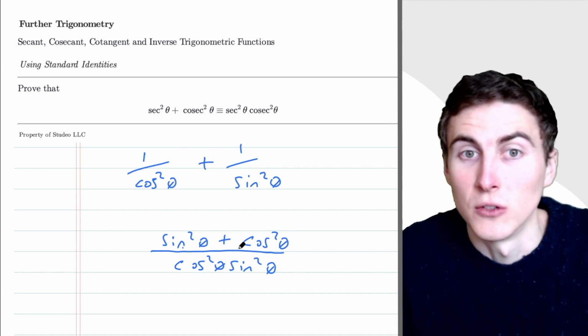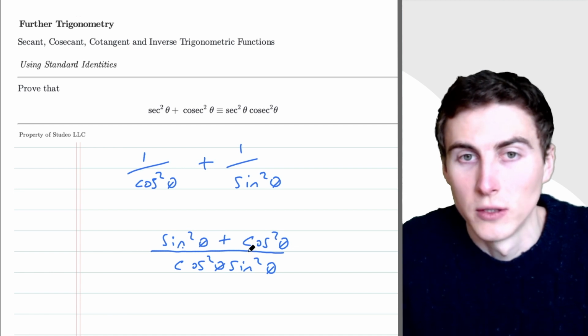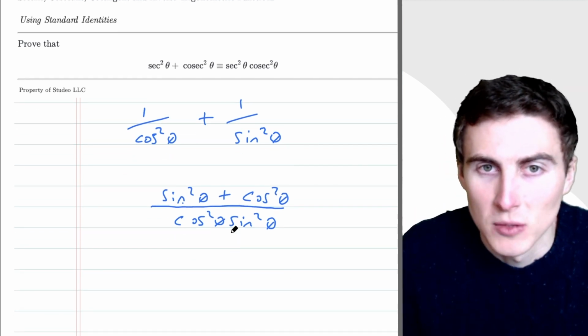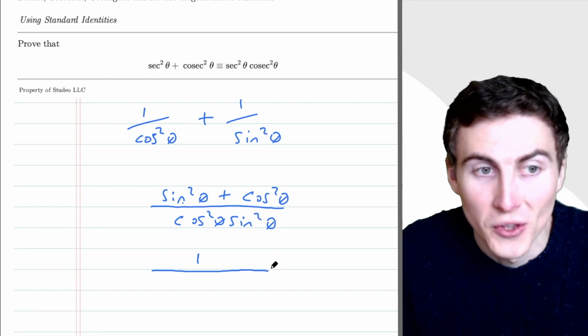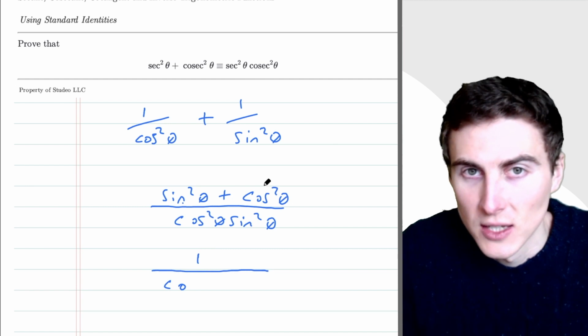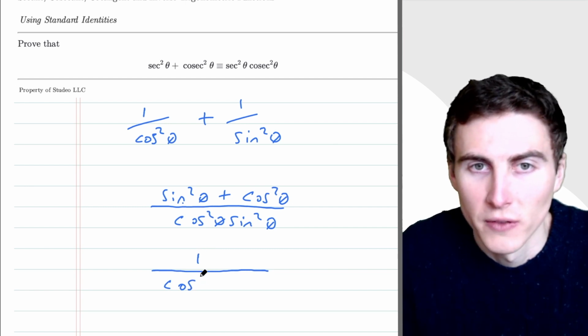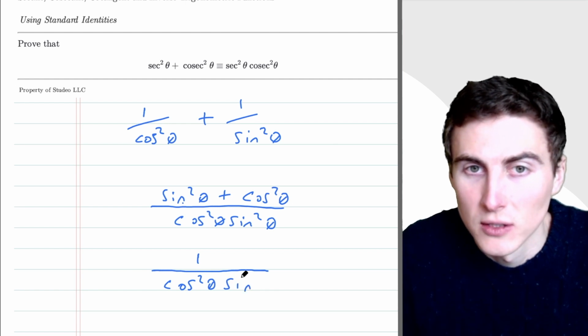And then the really good thing to notice is that sine squared theta plus cos squared theta equals 1. That is like the most important identity that comes up all the time. If there's one thing you're going to memorize, it would be that one. So we change this top part to a 1. That's perfect. And on the bottom, we still have our cos squared theta and our sine squared theta.